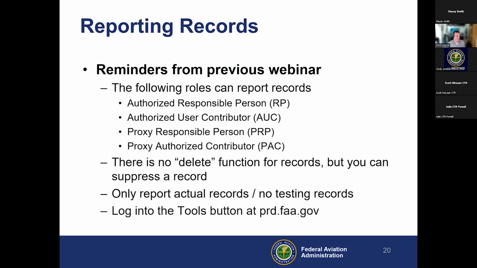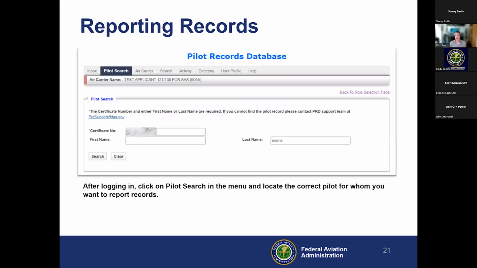So you start this by logging in through the tools button at prd.faa.gov. And once you log in, you'll get a page that looks kind of like this.